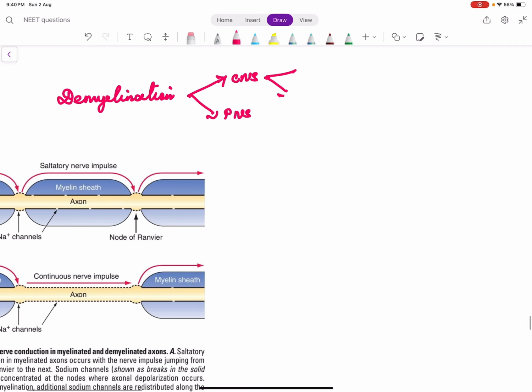In CNS, we have 2 important diseases of brain demyelination. One is multiple sclerosis, and another one is NMOSD, also called Devic disease, neuromyelitis optica spectrum disorders. So these are central nervous system demyelinating lesions. In peripheral nervous system, we have a demyelinating lesion, which is GBS, Guillain-Barré syndrome.